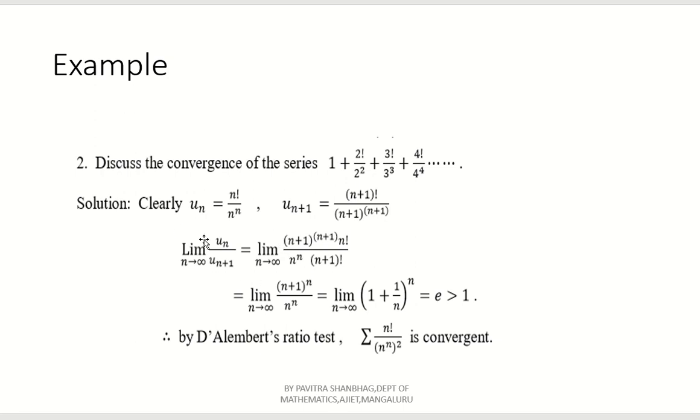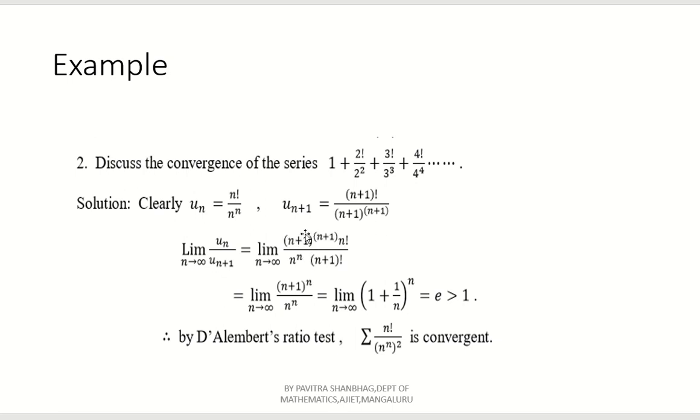Now what is limit n tends to infinity un by un plus 1? That is n factorial by n power n divided by n plus 1 factorial by n plus 1 whole power n plus 1. Now simplify this. What you will get? Here n factorial as it is, n power n as it is. n plus 1 factorial means n plus 1 into n factorial actually. So n factorial gets cancelled. What is n plus 1 power n plus 1? That is n plus 1 whole power n into n plus 1 power 1.